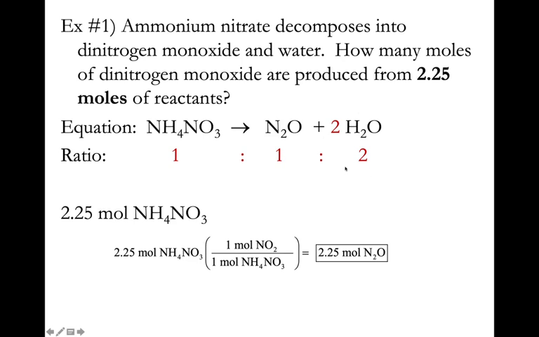Now, let's say I wanted to figure out how much water was there. The question specified dinitrogen monoxide, but what about water? Well, I would just do 2 on top of here. I would put 2 moles of H2O, and I would just do the math. It would be 2.25 times 2 divided by 1. That would give me 4.50 moles of water.